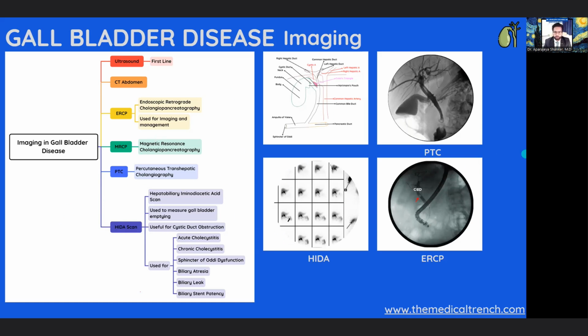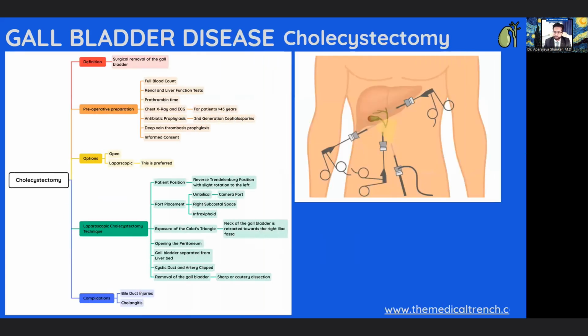So now with that said, let's go to the operative management, right? Now, most of these patients who come to you with cholecystitis need to be operated on within 72 hours. If they're not going to be operated on within the first 72 hours, then you need to wait and watch. But you'll have to do a cholecystectomy anyways, but you wait after 2 weeks for that.